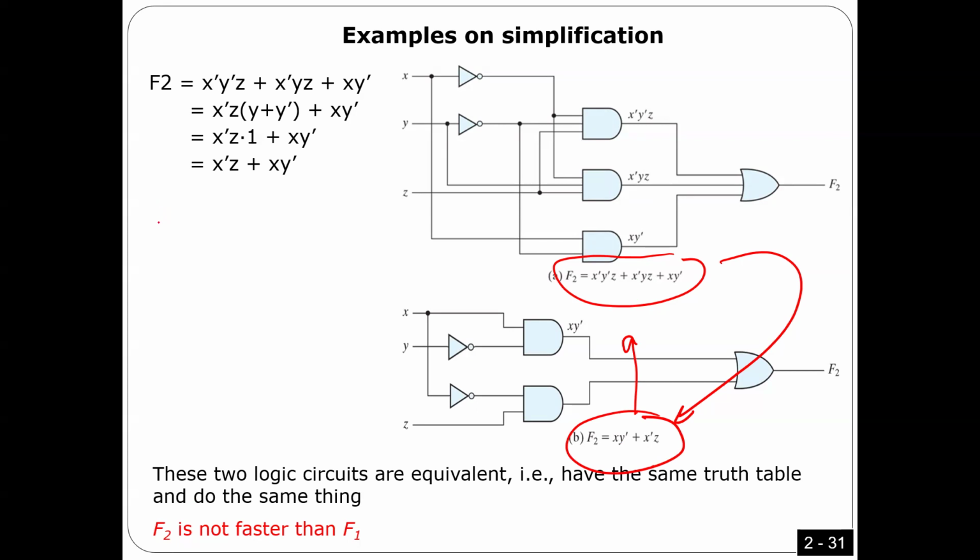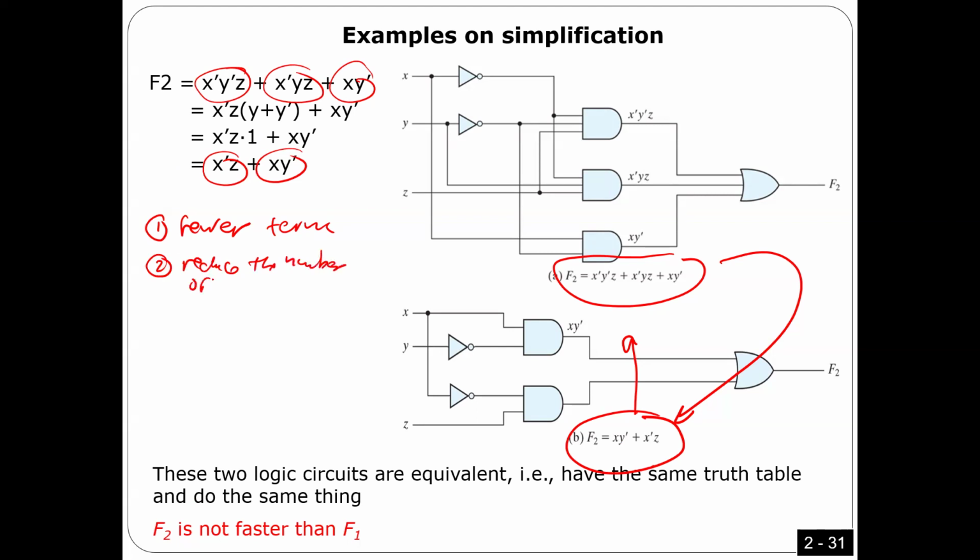Simplified means, number one, you can have a fewer number of terms. This one, how many terms do we have here? 3 terms. This one has 2. So this is one way to simplify. When you simplify, you can have a smaller number of terms, and number 2, you can also reduce the number of variables in the terms.